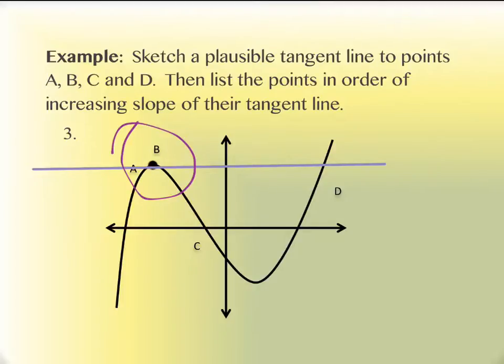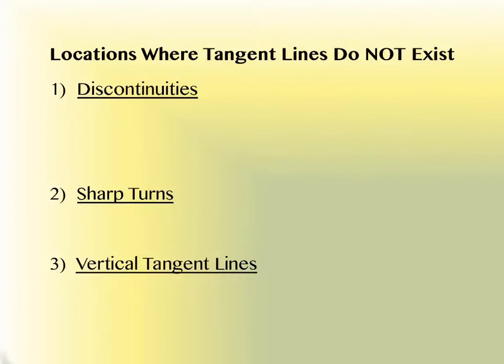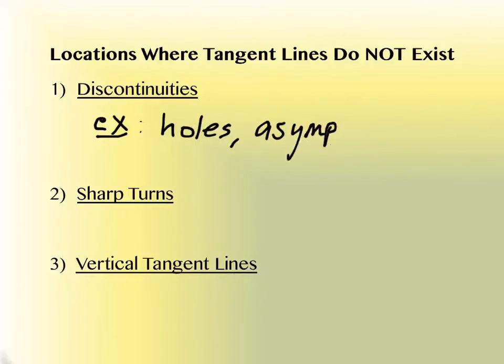Okay. All right. A couple other things that you should be aware of. There are 3 locations where tangent lines do not exist. Discontinuities is the first one. There are 3 types of discontinuities. So this is review about your test right now. What kinds of things cause discontinuities in a graph? Holes. Asymptotes. Jumps. Excellent.